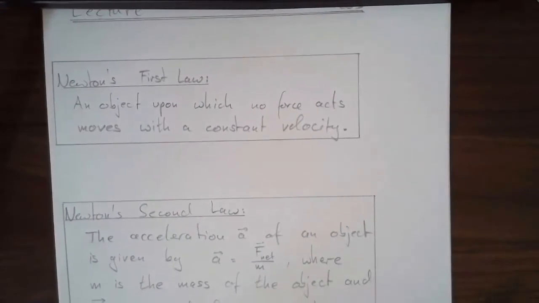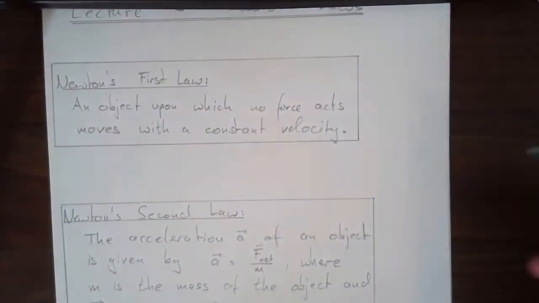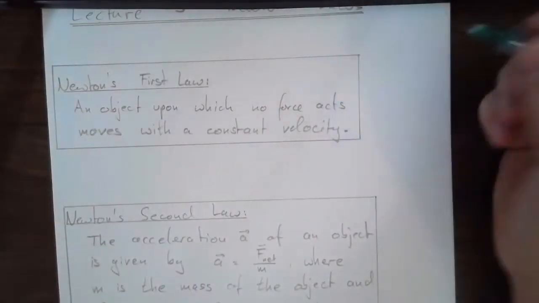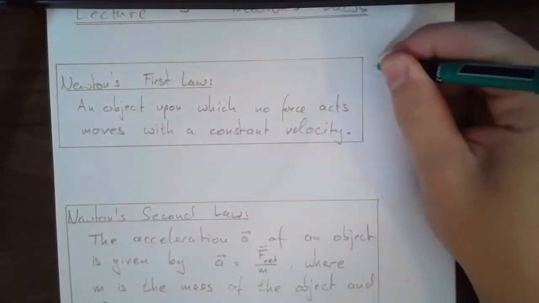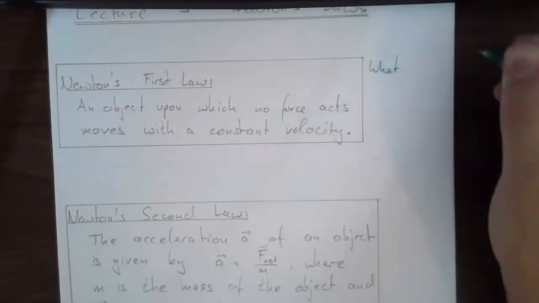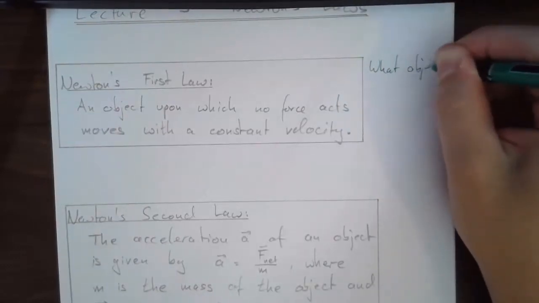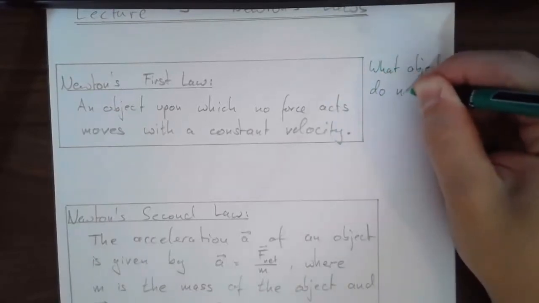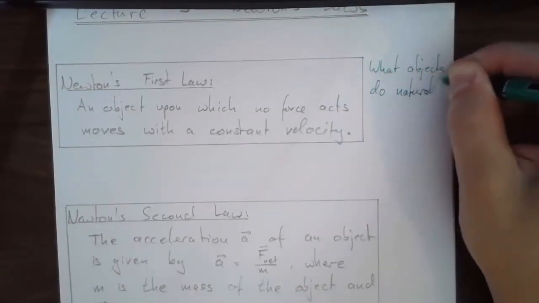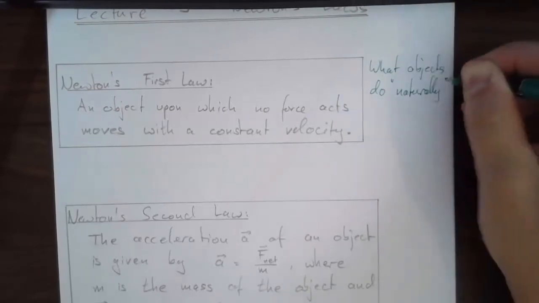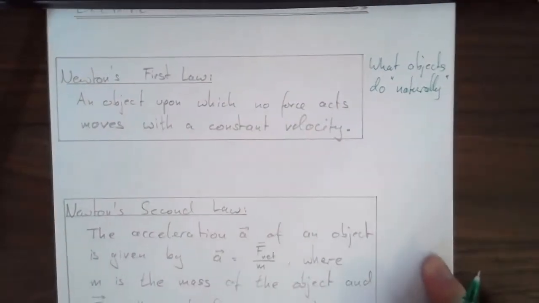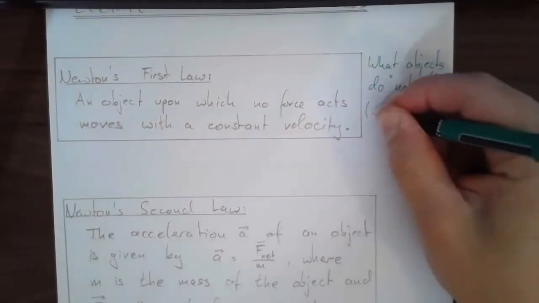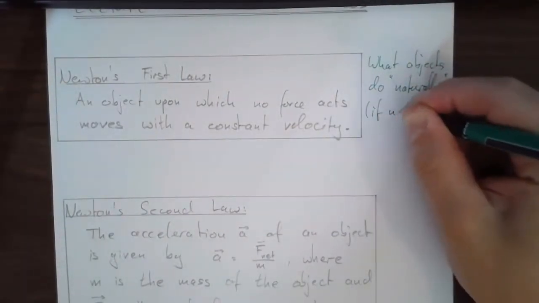So naively, here's what Newton's first law says. Newton's first law tells us what objects do when there's no force, so what they naturally want to do. Objects do this naturally, when nothing influences them and there's no interaction with anything, if nothing pushes them around.